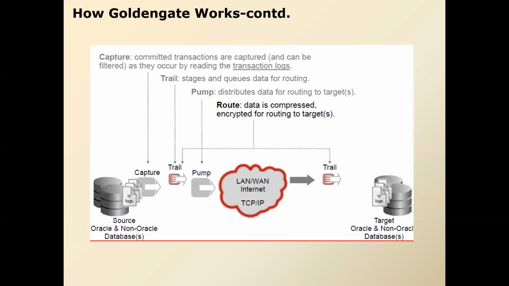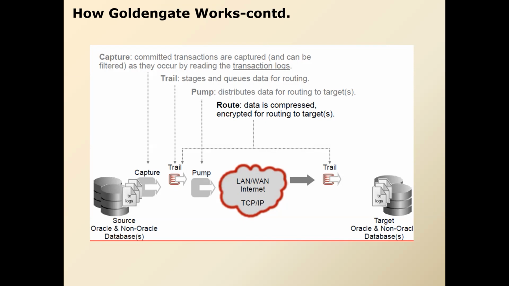So the extract process captures the data and writes to the local trail. It captures only committed data. Once the transactions are committed, it writes them to the local trail file. Once the data is written into the local trail file, the data pump process reads the data from the local trail, sends it over the TCP/IP network, and writes it to the remote trail file on the target database. So whatever transactions happen on the source are captured, and the data gets written from the local trail to the remote trail with the help of the data pump process.